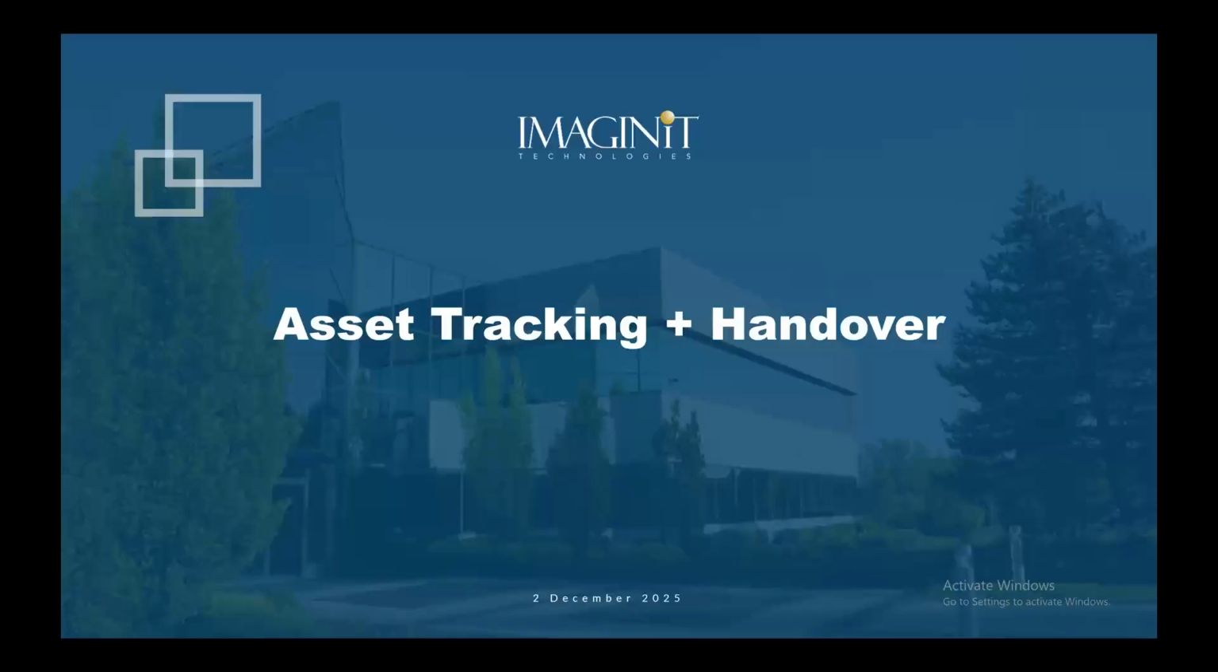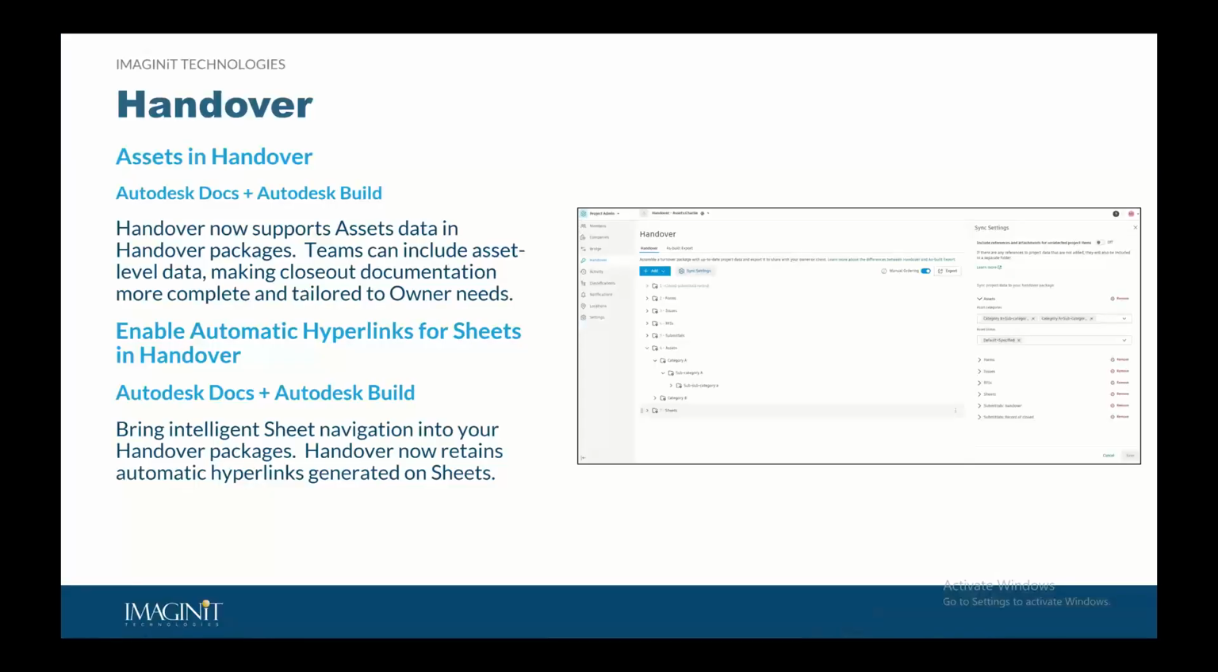All right, we are going to move over to asset tracking and handover, specifically handover and assets in handover. This is going to affect Autodesk Docs and Autodesk Build. Autodesk Build now supports assets in handover packages. Super, super cool. I'm a big fan of asset management. So now teams can include asset level data by category, and we can filter by status.